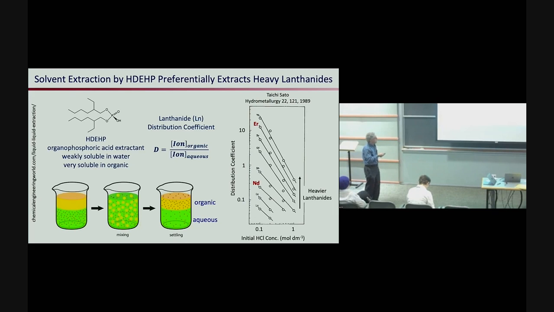So this well-known extractant has been studied for many years, and here I show some classic data from Sato from 1989, in which he showed that a lanthanide, or rare earth ion like erbium, has a much larger distribution coefficient, by about a factor 50 to 100, than neodymium. And this is generally true that for this extractant, heavier lanthanides are extracted much more efficiently than the lighter lanthanides. And so this extractant can be used to just separate heavy from light lanthanides.